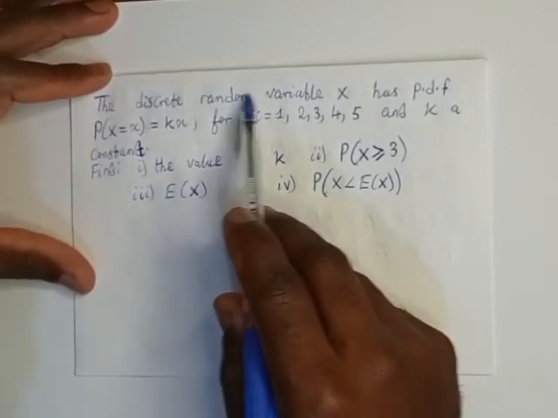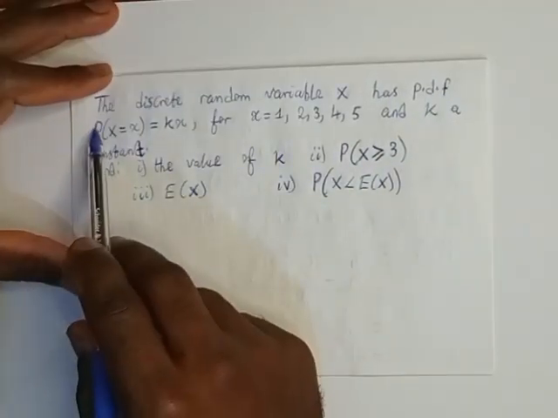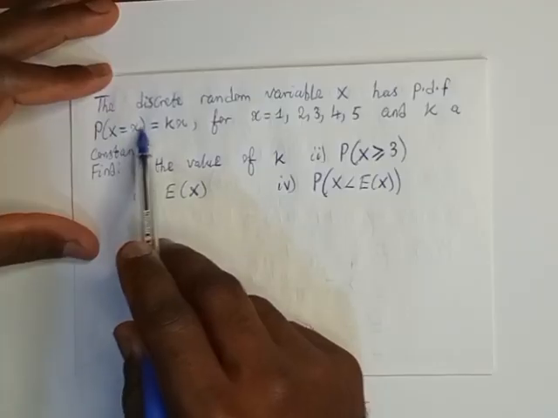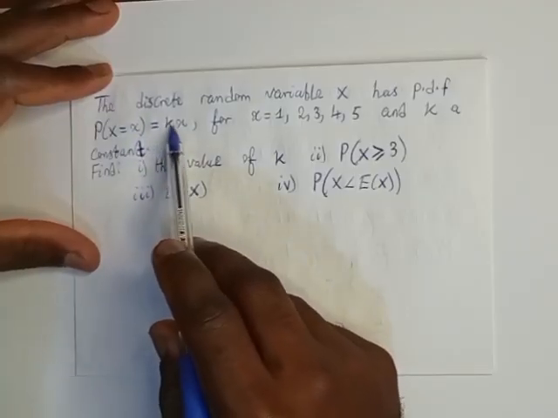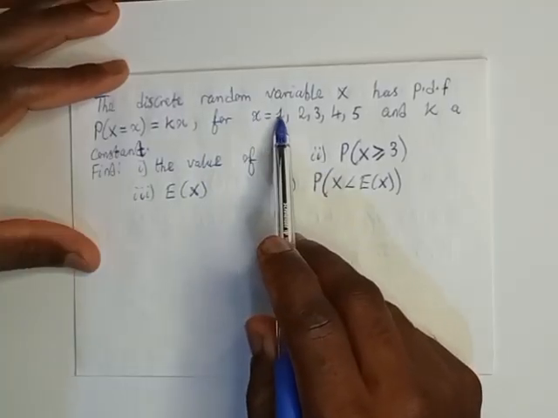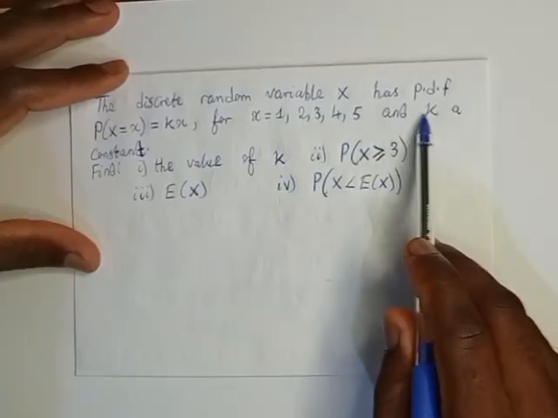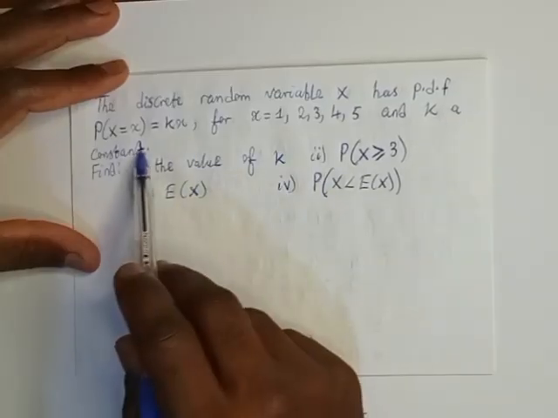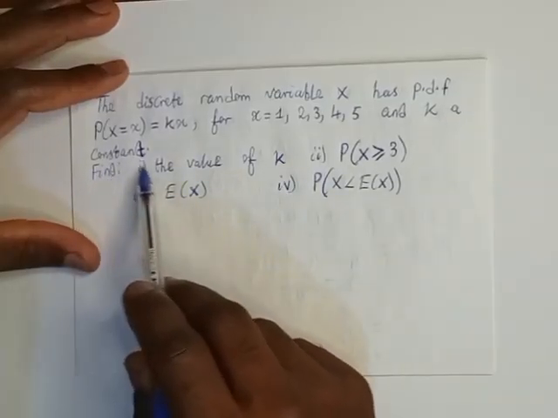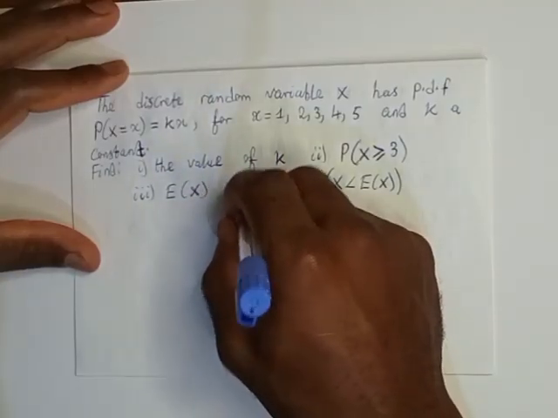The discrete random variable X has PDF P(X = x) = Kx for x = 1, 2, 3, 4, 5, and K a constant. Find question (i), the value of K. Solution.